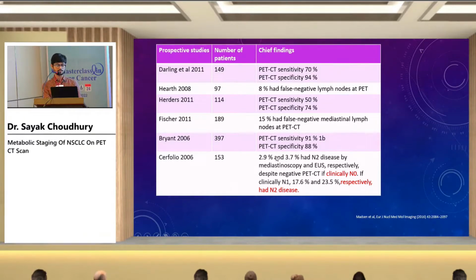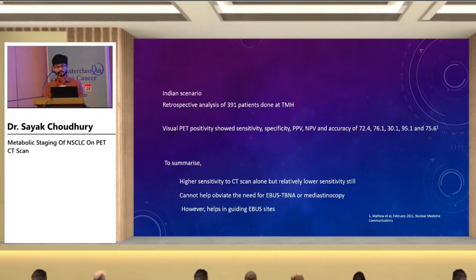So this study is interesting, where they saw that in clinically N2 disease, FDG PET was initially negative, but in 2.9% and 3.7% of cases, with mediastinoscopy and endoscopic ultrasound they found disease. And if it is clinically N0, then they found 17.6% and 23.5% cases that are basically false negative. So that we have to understand.